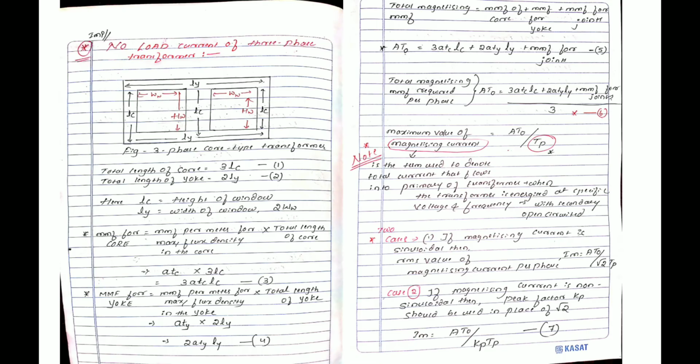Hence the no load current per phase can be written as I0 equal to the root of Im square plus IL square. So this is the derivation of the no load current of a 3-phase transformer. Hope all of you are getting these concepts. Okay, thank you.